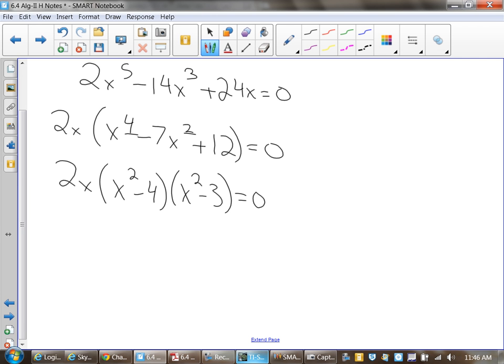Do I have to factor that any further? Maybe. And you're right, I do need to factor it further if it was like this. Yes. Because it's an equal sign, I don't really need to, because I can just go 2x equals 0, x squared minus 4 is 0, x squared minus 3 is 0, and I'm still going to get all of my zeros. If you want to factor it the rest of the way through, by all means. But anytime you get down to the point where you're solving it for 0, you don't really need to.